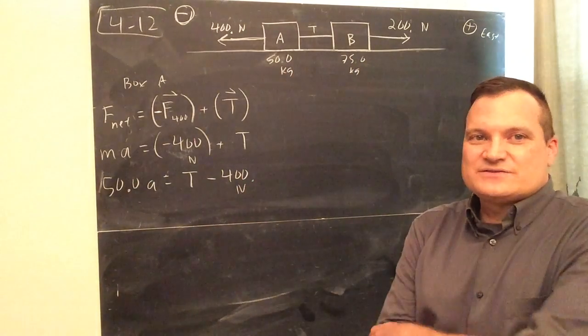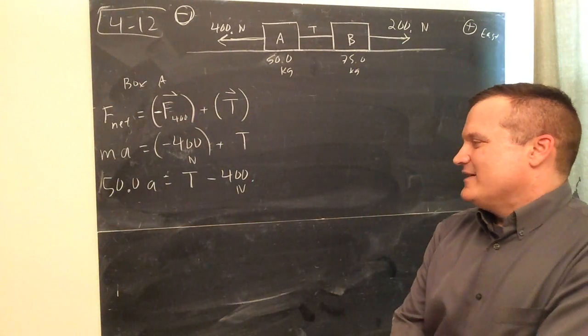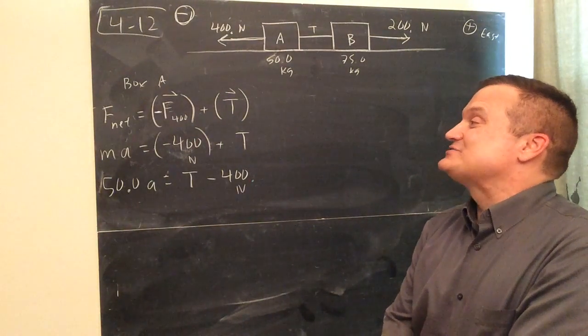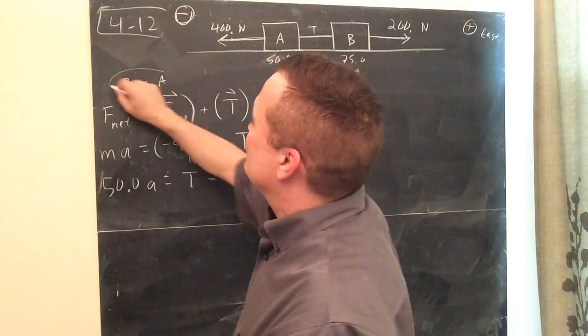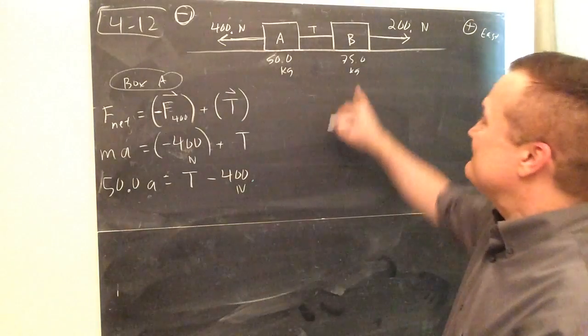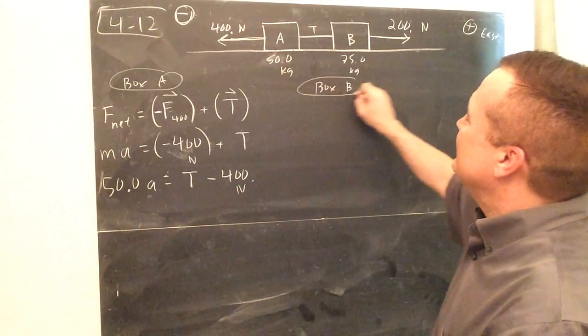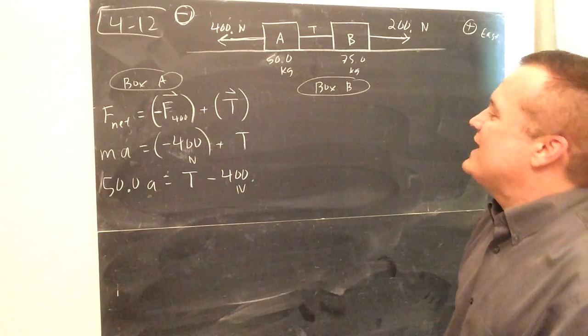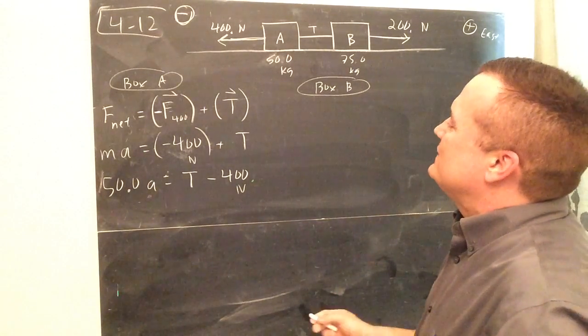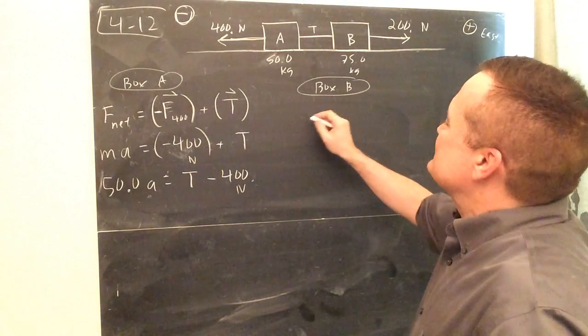Okay, so you might be thinking, wait a minute, what have we done? Well, we have an equation with 2 unknowns in it, an A and a T. But guess what? We can make another one with box B. Can you see where we're heading? In a minute you'll see, and you'll be very happy. You might think, oh no, but if I had told you in the beginning, you'd be scared. But after this, you'll see it's not too bad.